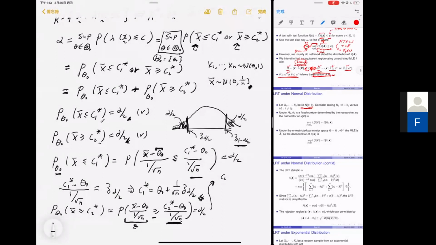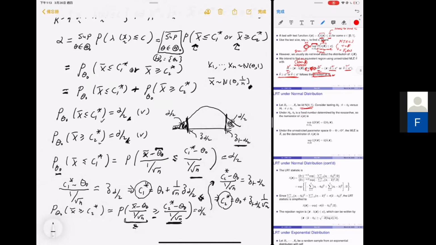Okay, good. So that means what? That means (C2* − θ0) divided by the square root of n equals Z_{1−α/2}. They also give me C2* = θ0 + Z_{1−α/2} times 1 over √n. So that means we are deriving C1* and C2*.